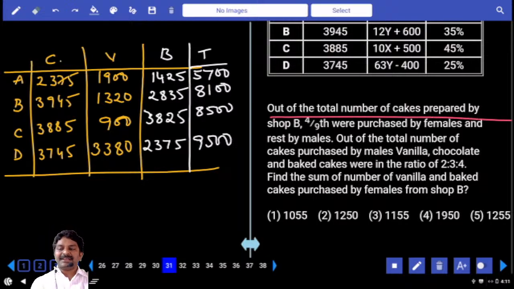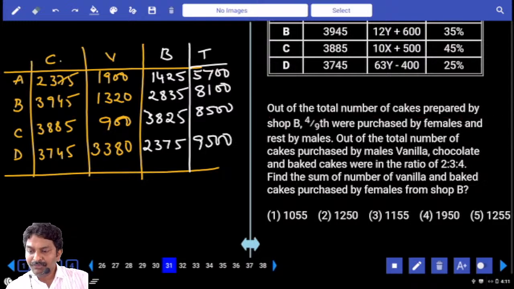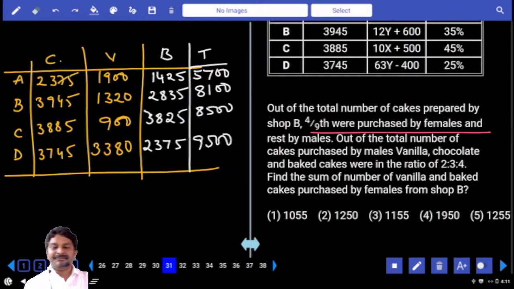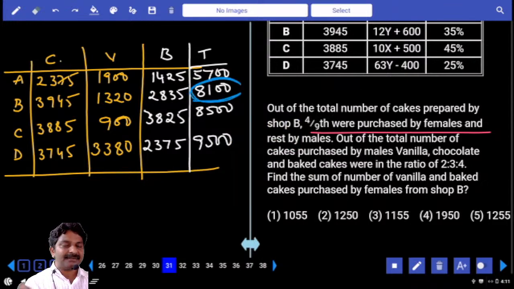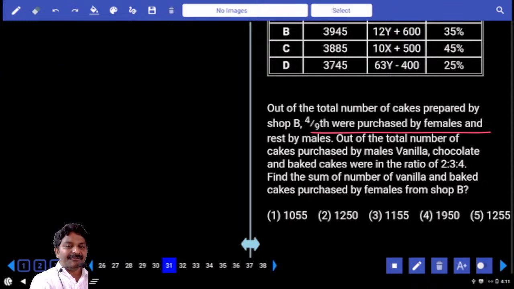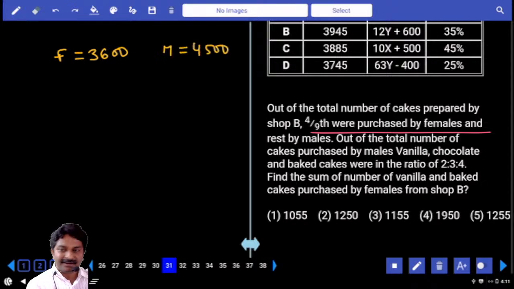Out of total number of cakes baked by shop B, which is 8,100, 4/9 were purchased by female. First of all, tell me what is 1/9 of this number? 900. They said female are 4/9, 4 into 900, 3,600. Then obviously remaining are male, which is 4,500.